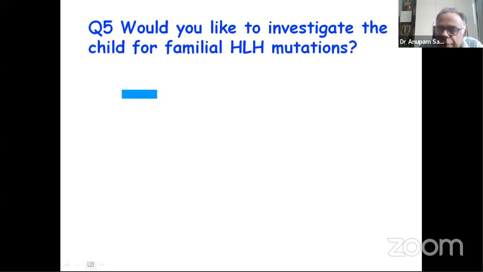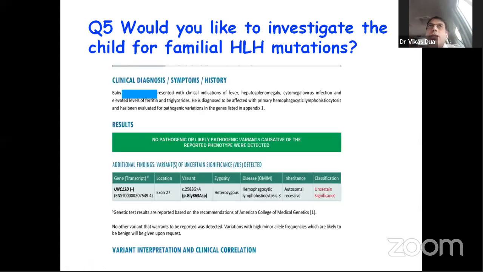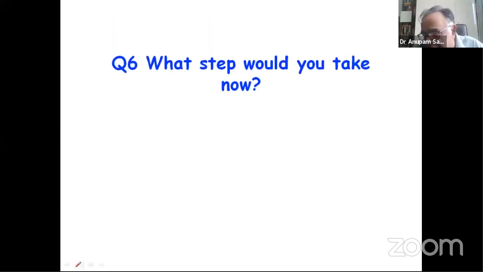Would you like the child to be investigated for familial HLH mutations, Vikas? As this is a small boy, sir, we should actually investigate these small babies, and we should do workup for familial HLH in these cases. We did investigate and we found UNC13D mutation, which proved that this patient had a familial HLH. Now, what step would you take now? The child has become better. The child has responded very well to ganciclovir and valganciclovir. Is growing well. What step would you like to take further?